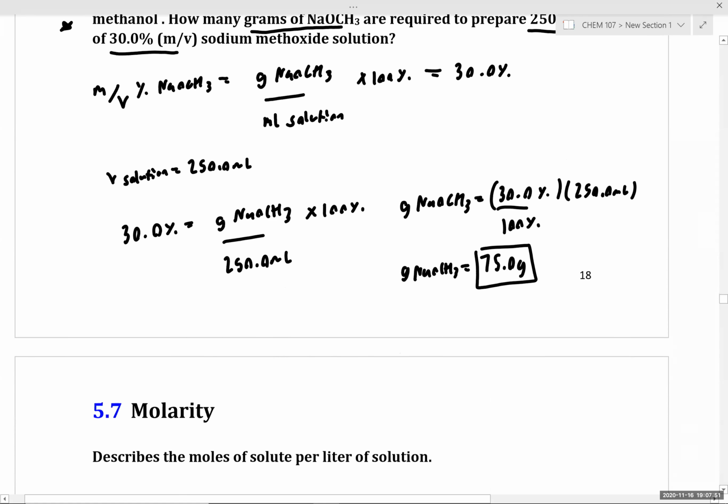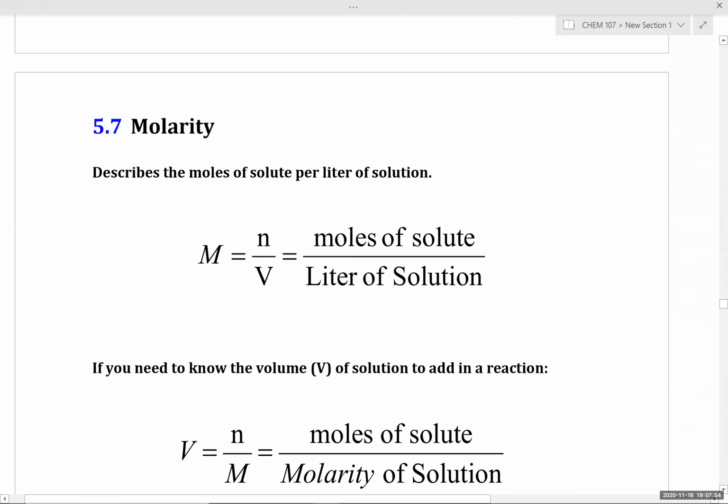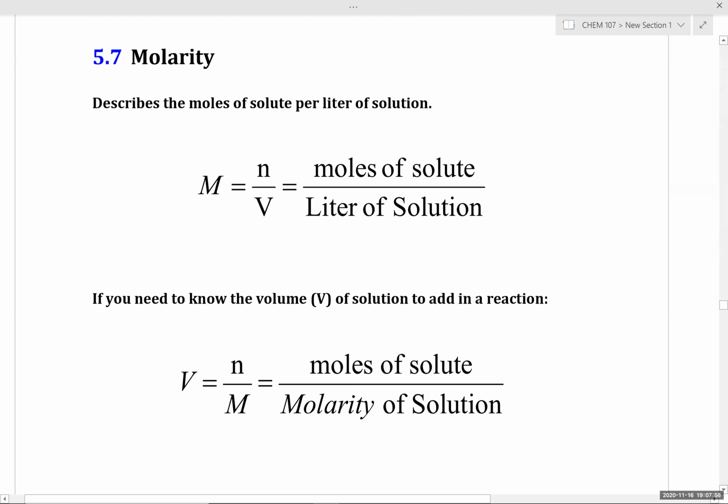Perfect. So let's keep going with this. And now let's talk about probably the most chemically relevant measure of concentration, molarity.